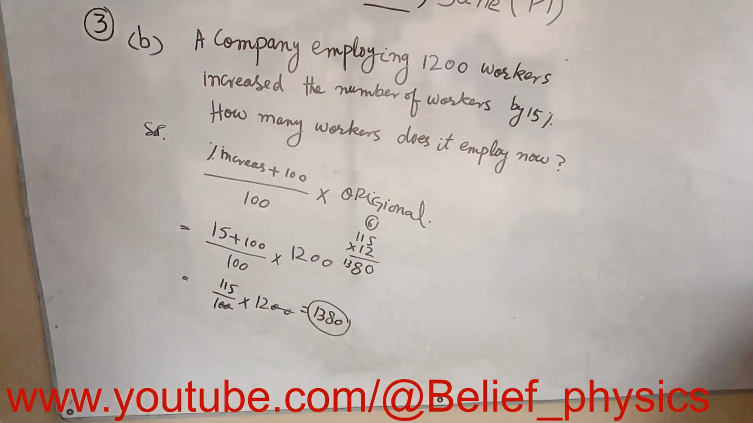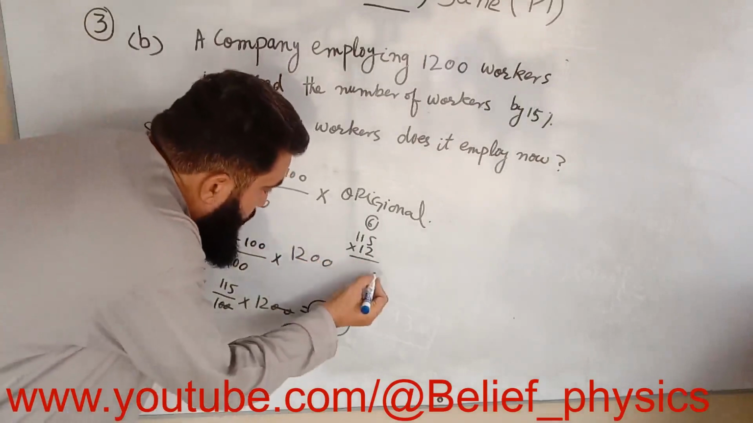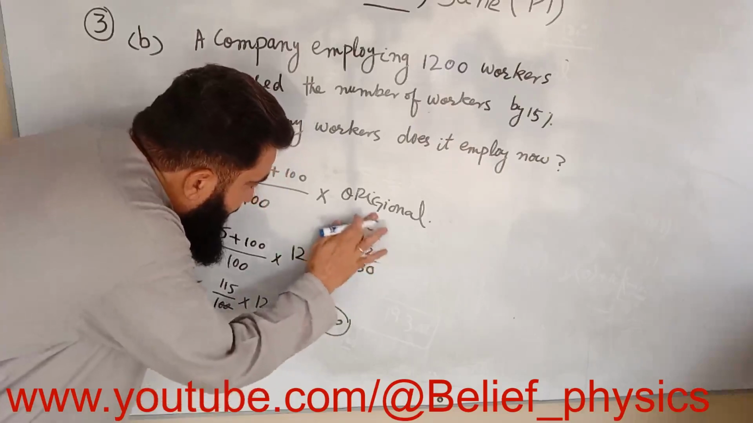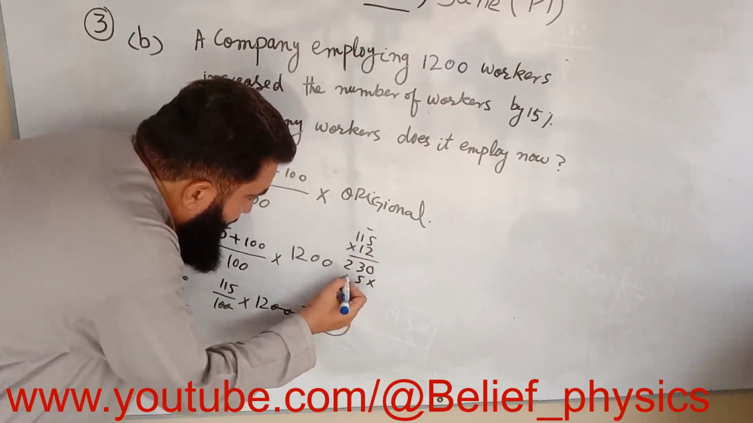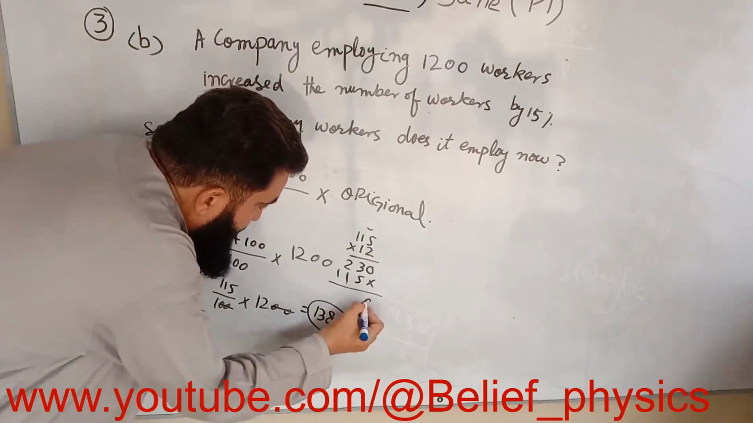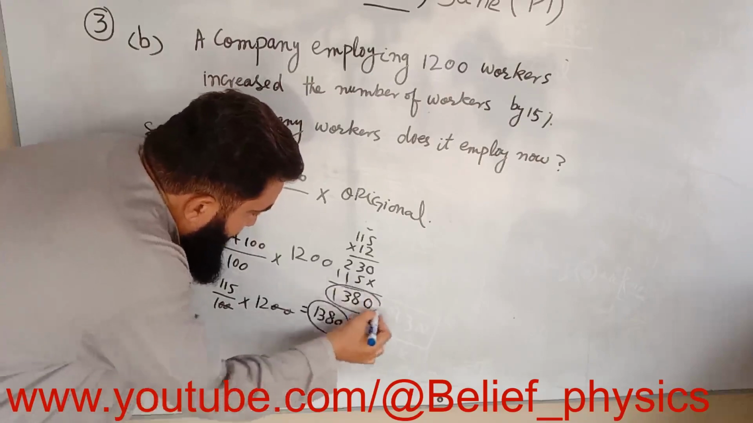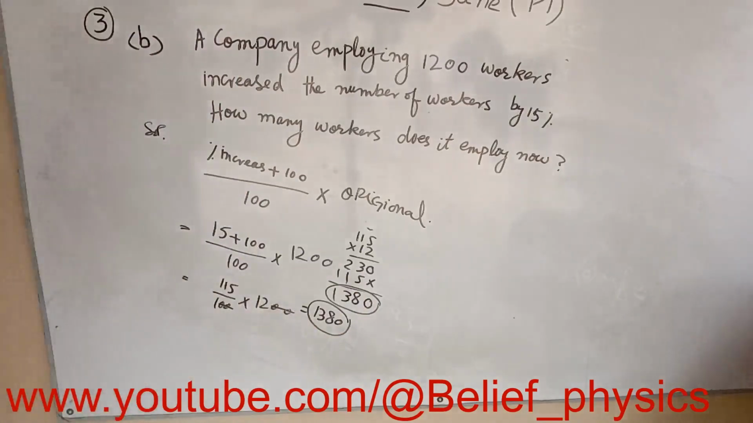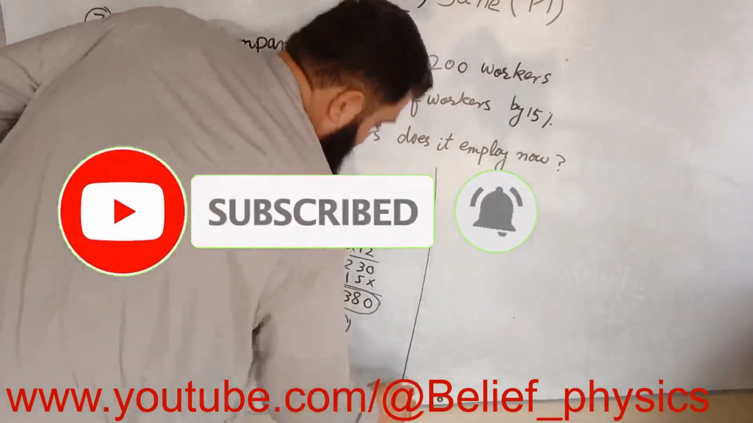If you don't know the table of 12, you can do it like this. 2 fives are 10, 2 ones are 2 plus 1 is 3, and then 2 ones are 2. Then we multiply by 1: 1 five is 5, 1 one is 1. Then we just add them. 3 plus 5 is 8, 2 plus 1 is 3. Again the answer is 1380. So the company will have 1380 employees now.